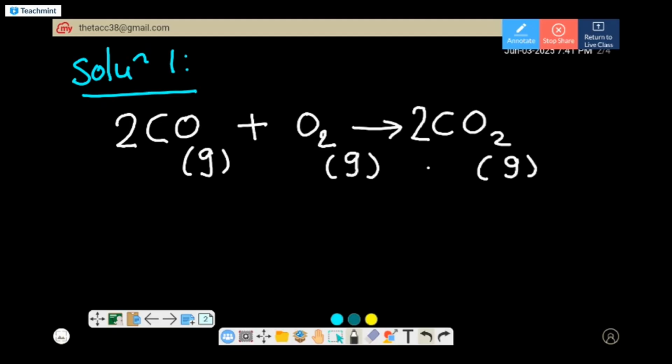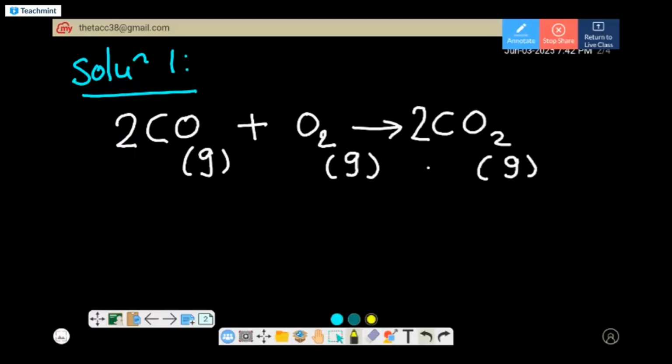So your first step while you attempt these kinds of questions is the equation. And as I've already told you, the equation plays a very important role. If you have not written your equation properly and you have not balanced it, then all your work will go in vain, because all your work depends only on that equation which is balanced.